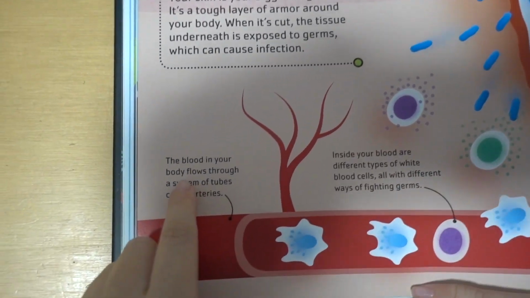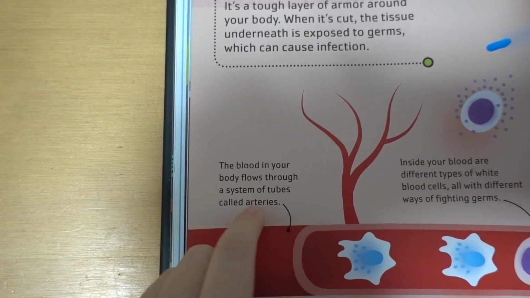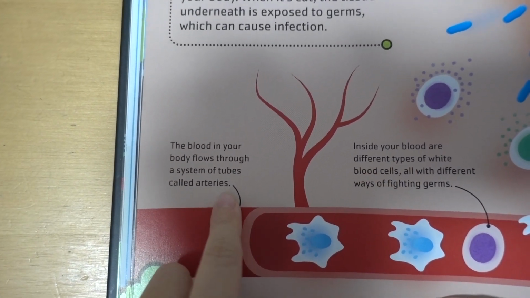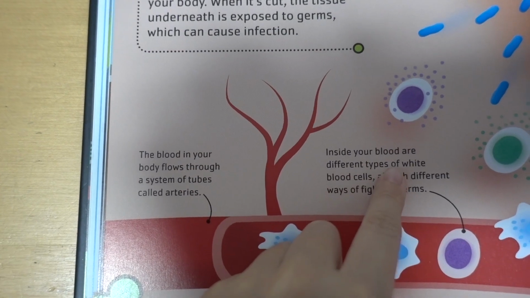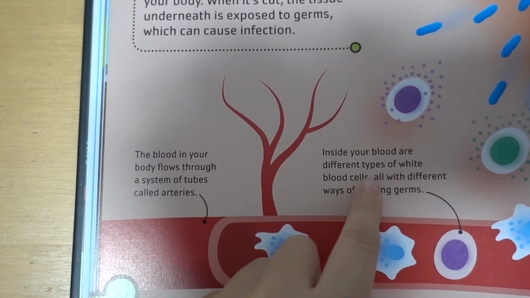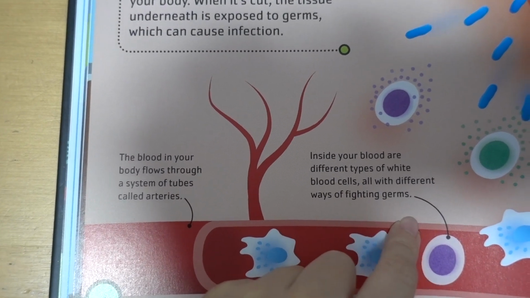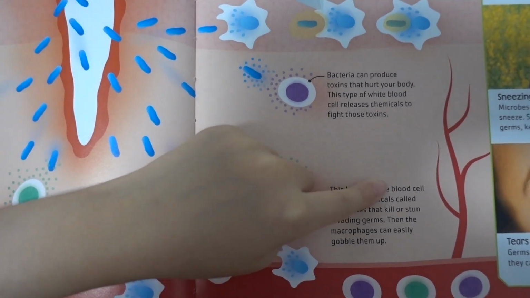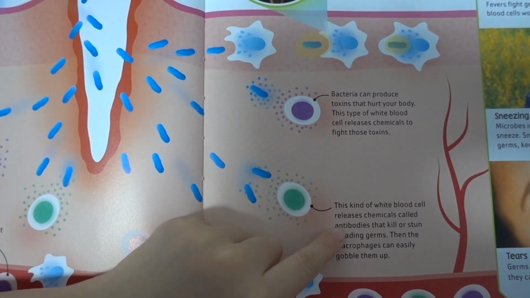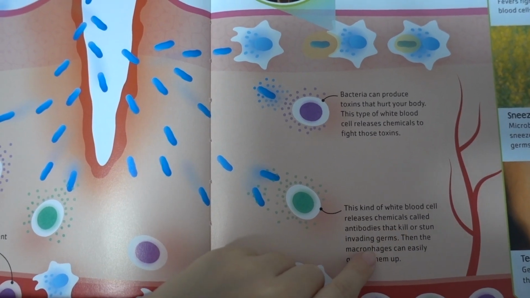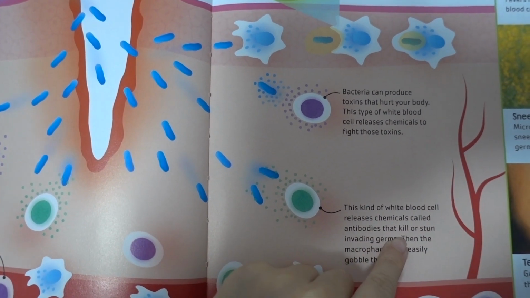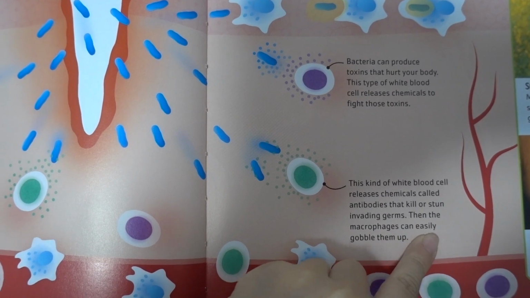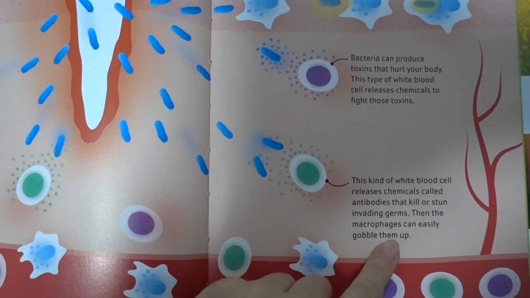The blood in your body flows through a system of tubes called arteries. Inside your blood are different types of white blood cells, all with different ways of fighting germs. This kind of white blood cell releases chemicals called antibodies that kill or stun invading germs. Then the macrophages can easily gobble them up.